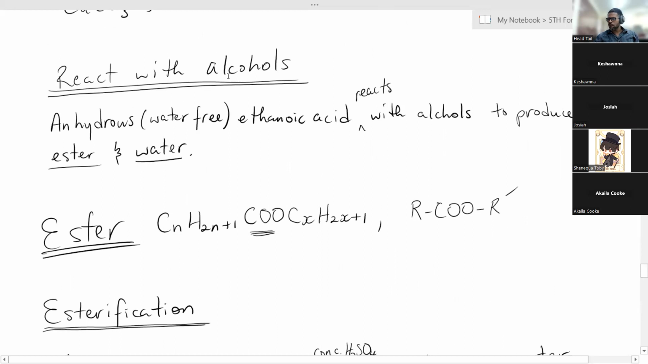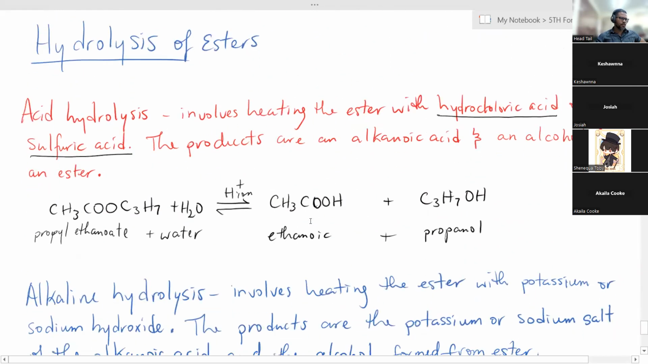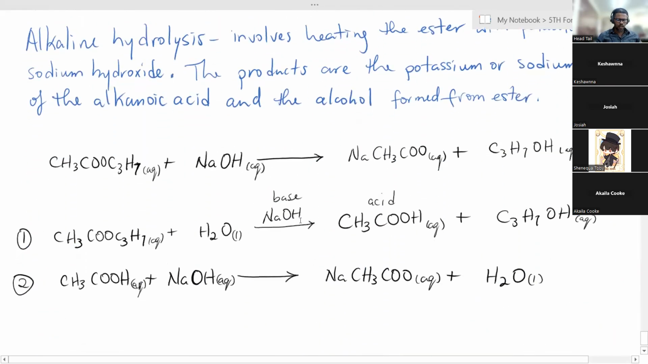All right. So I'm going to hit the pause button here for now. I want you all to please go over what we would have learned here today, including alkaline hydrolysis and acid hydrolysis. We're going to be applying them again in the next area, which is soap making, saponification and stuff like that.